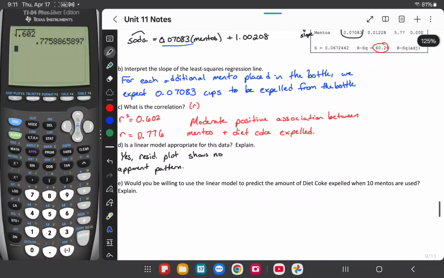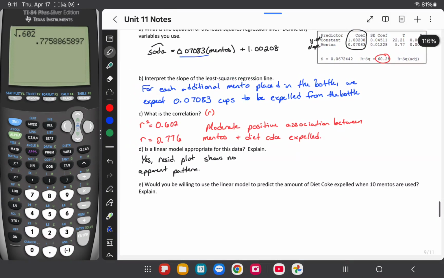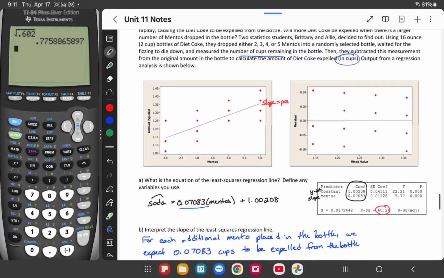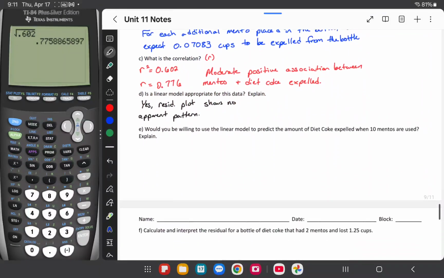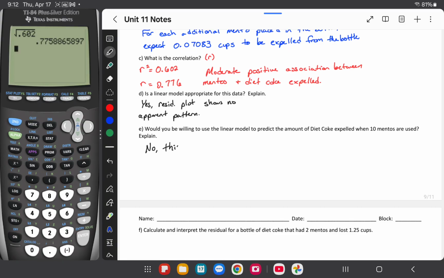Now, are we willing to predict the amount of Diet Coke expelled when 10 Mentos are added? We need to first check to see where our data was collected from. It looks like they collected data from putting 2, 3, 4, or 5 Mentos into a randomly selected bottle. 10 does not fit within that, and so the answer here should be no. This would be an example of extrapolation because 10 is pretty far outside from the rest of our data.